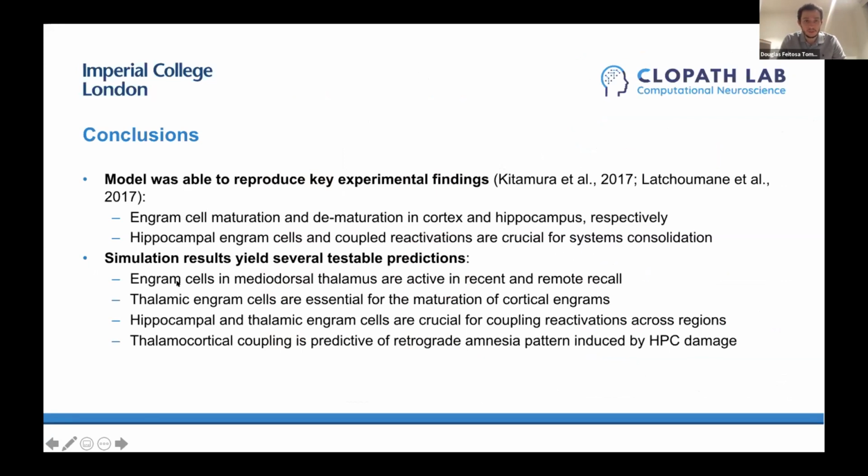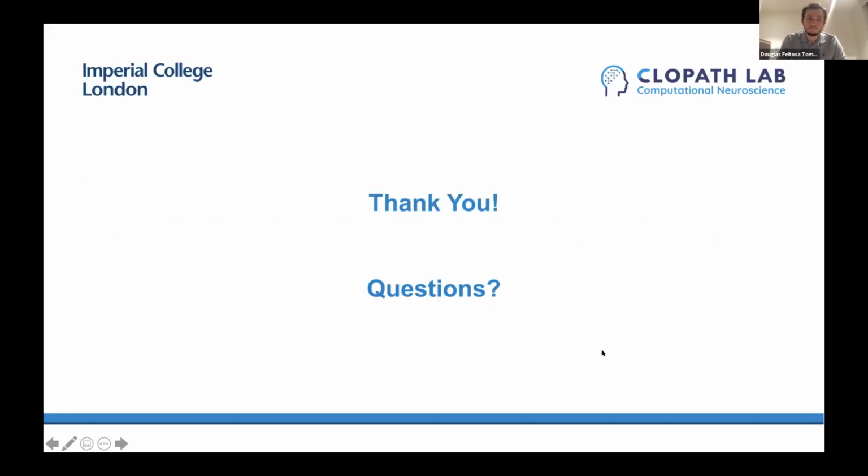And we also make a number of testable predictions, some of which are: engram cells in medial dorsal thalamus are active in recent and remote recall; thalamic engram cells are necessary for proper engram cell maturation in cortex; engram cells in hippocampus and thalamus are necessary for coupling reactivations across the hippocampus, thalamus, medial prefrontal cortex pathway; and finally, thalamocortical coupling is predictive of the type of retrograde amnesia that is induced by hippocampal lesion. Thank you. If you have any questions.